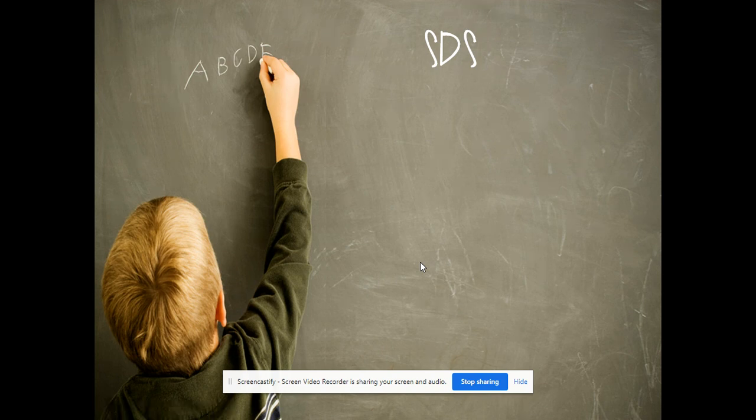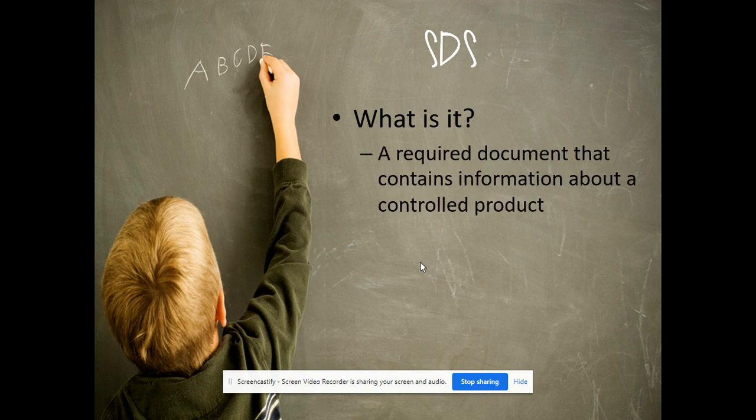Okay, let's take a look at what an SDS is all about. Okay, so what exactly is it? Okay, it's a required document that contains information about a controlled product. Okay, so let's write that down. A required document that contains information about a controlled product.